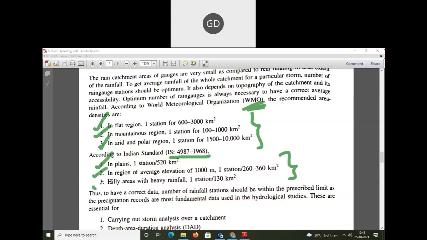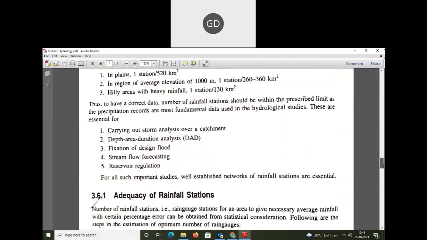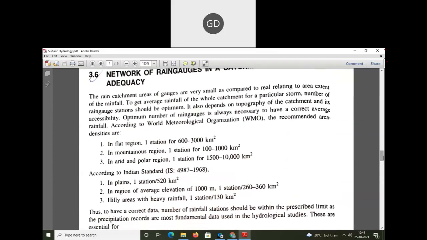So in plains, according to IS, one station should be for 520 kilometers square. Then in a region of average elevation of 1000 meters, a station should be there for 260 to 360 kilometers square. Then again in hilly areas where there is very heavy rainfall, one station should be for 130 kilometers square. So these are the area densities recommended by WMO, the World Meteorological Organization, or the IS standard 4987 1968. So let us wrap up today's class up to here.